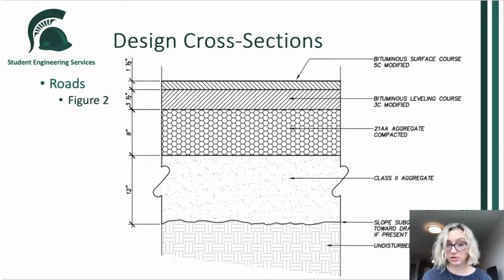This is the cross-section for the roads. All the roads in the scope, we planned for a 3-inch mill and fill because the distress was a little bit more severe on the roads than it was in the lots. This is also labeled Figure 2 because it's referenced in some of my drawings in the next few slides. It was Figure 2 in my personal report.